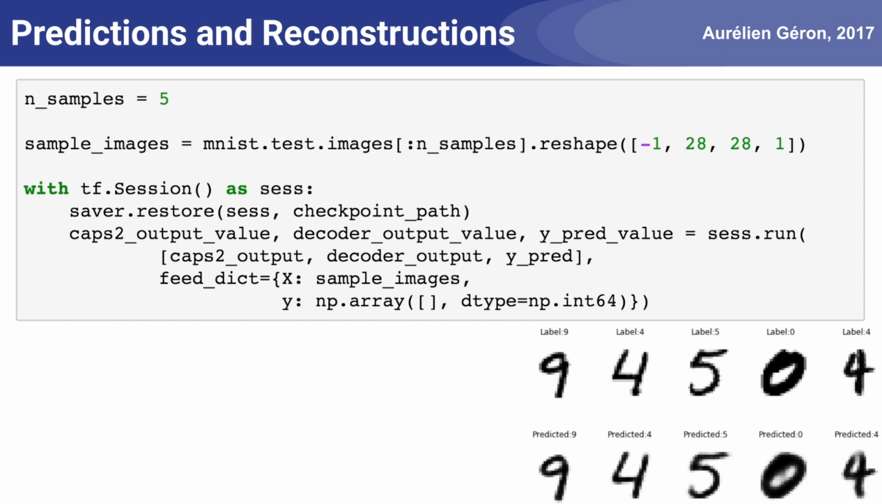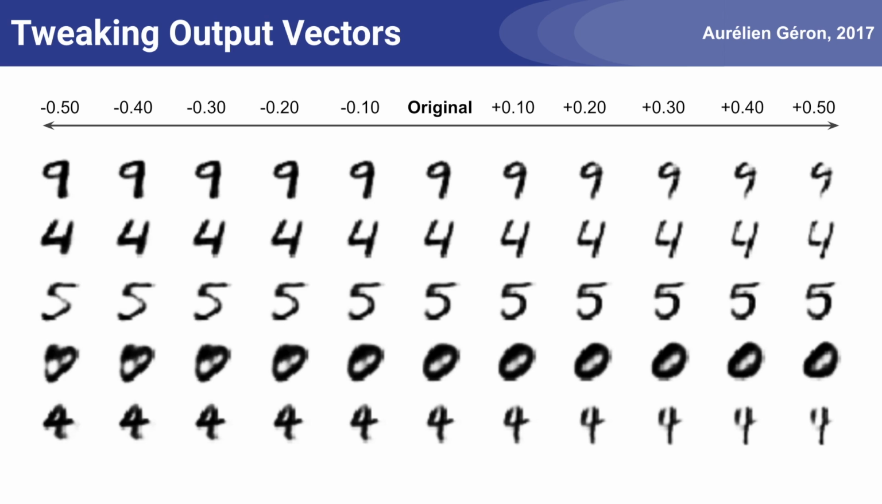Here's the code. There's really nothing special about it. I take a few images, I start a session and load the model. Then I just evaluate the predictions and the decoder's output. And I also get the capsules output so I can tweak them later. The ugliness I mentioned earlier is right here. I'm forced to pass an empty array. This value will be ignored anyway. And finally, the code tweaks the output vectors and passes the results to the decoder. So we can see what each of the 16 dimensions represent in the digit capsules output vector.